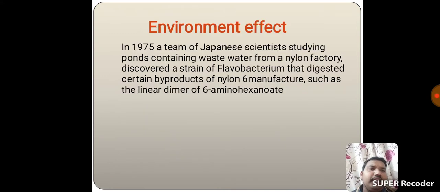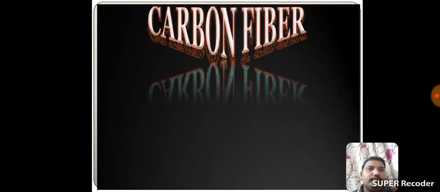Its environmental effect. In 1975, a team of Japanese scientists studying ponds containing waste water from a nylon factory discovered a strain of Flavobacterium that digested certain byproducts of nylon 6 manufacture, such as the linear dimer of 6-aminohexanoate. That is the environmental effect.